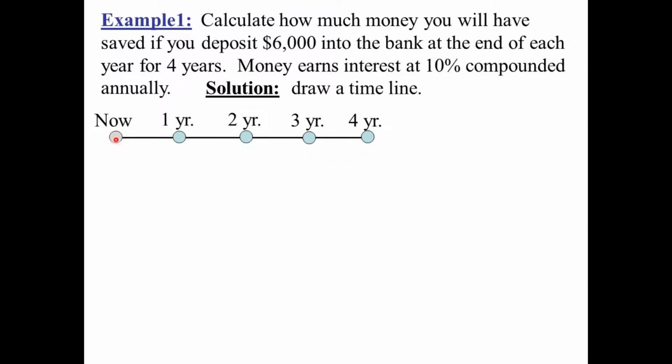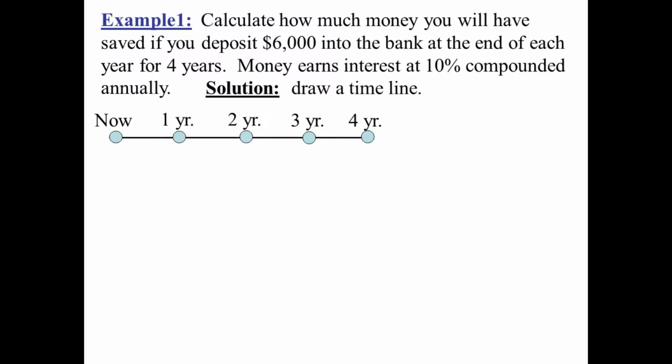So nothing happens now except, well, okay, something happens now. The only thing that happens now is a decision is made. I'm going to save up $6,000 a year. Then the year goes by. This dot represents, okay, I'm going to invest $6,000 in this dot. That's the first investment. And then this is the second one, and the third one, and the fourth one. And then the question is, okay, so how much money have you got saved up in the bank? So let's find out.